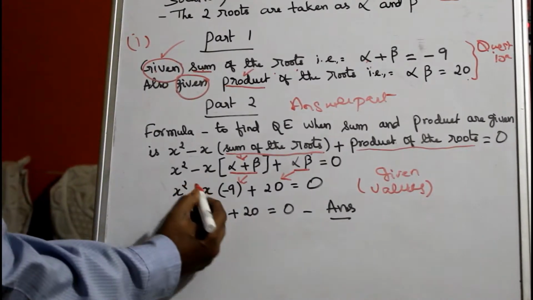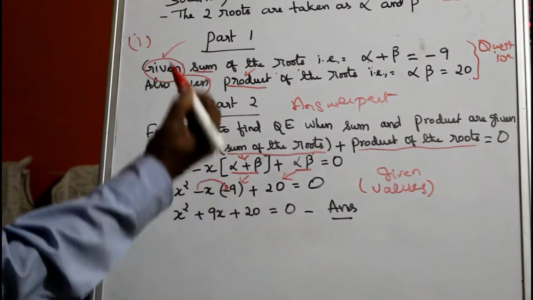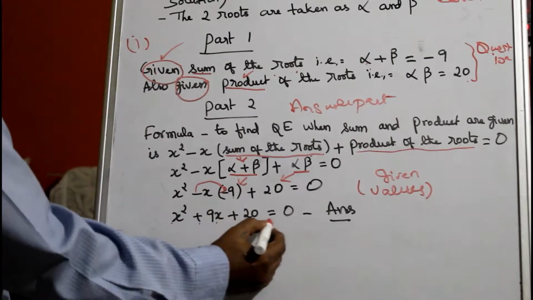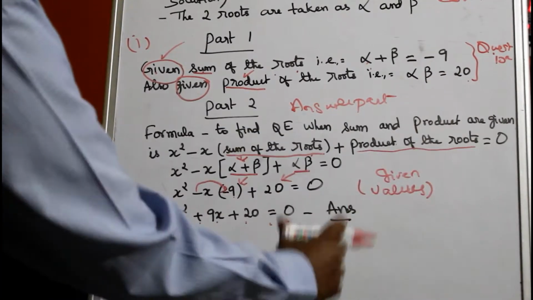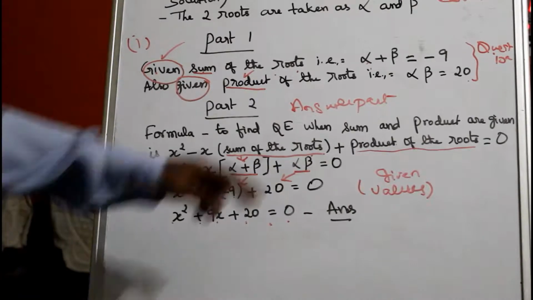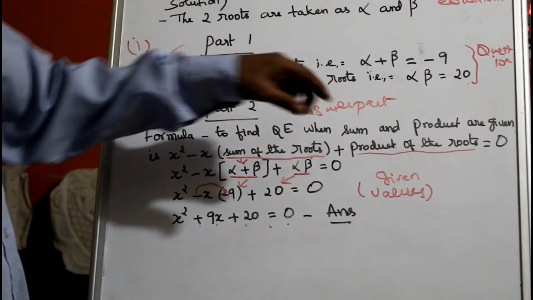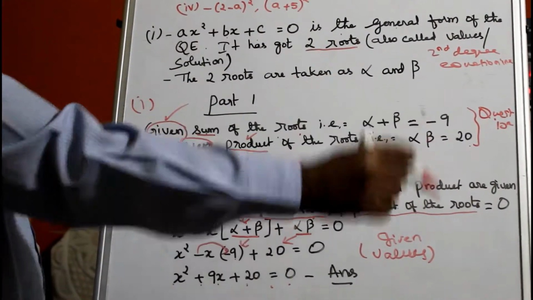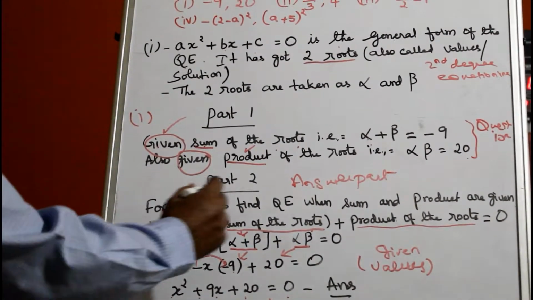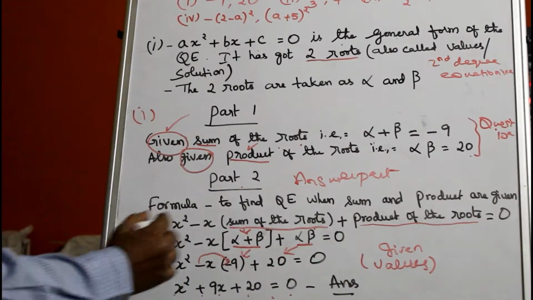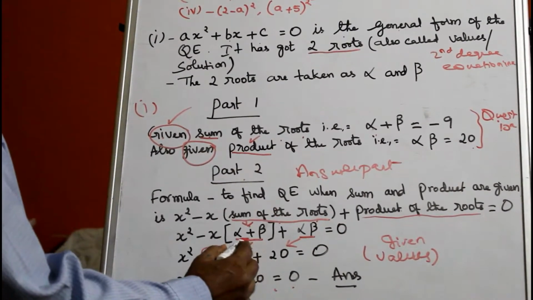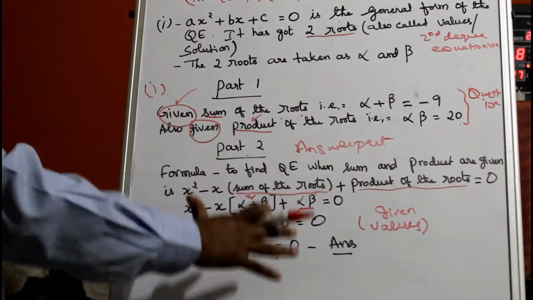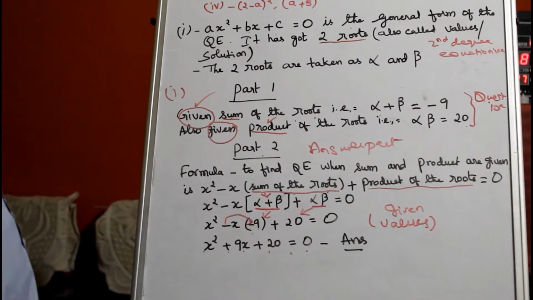Now look here, minus into minus will give you what? Plus. So x square plus, number should come first, 9x plus 20 equal to 0. This is the answer. So it's a very simple sum. They are given. Given means question. Question is alpha plus beta and alpha beta. The sum of the roots and product is given. Okay, and this part 2 is the answer part. You write the formula, write the sum of the roots as alpha plus beta, and then you can substitute the value and do it. This is a systematic way of doing it actually, and you can understand easily.